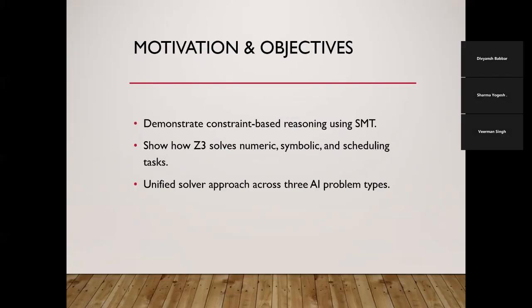So, the motivation behind this project comes from the importance of constraint-based reasoning in AI. Many AI tasks, such as planning, scheduling, verification, and puzzle solving, can be expressed as constraints. SMT solvers like Z3 are extremely powerful because they can reason over both logical and mathematical constraints at the same time. So our objective was simple: demonstrate how SMT solving works, show how Z3 handles different problem types like numeric, symbolic, and scheduling tasks, and evaluate how efficiently and accurately Z3 solves them using the same unified solver framework.